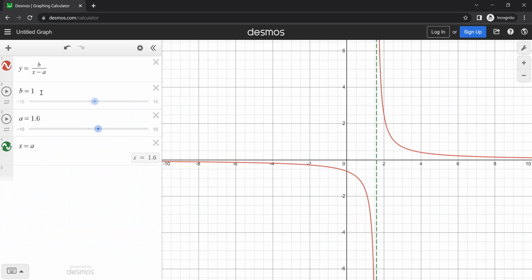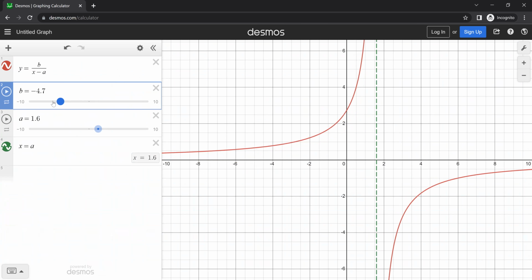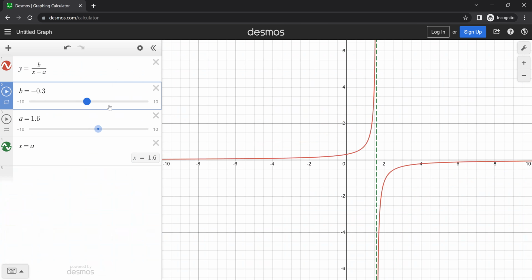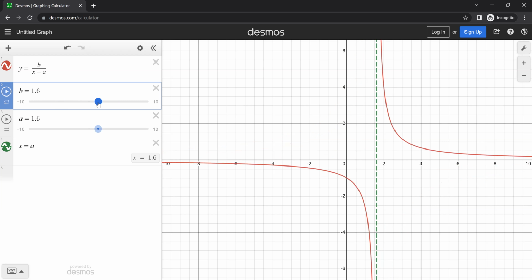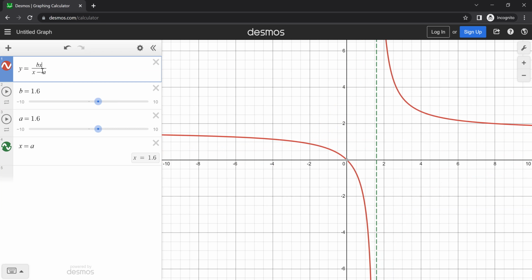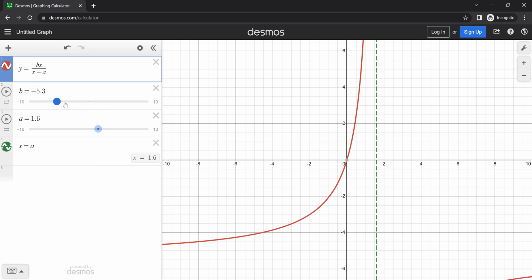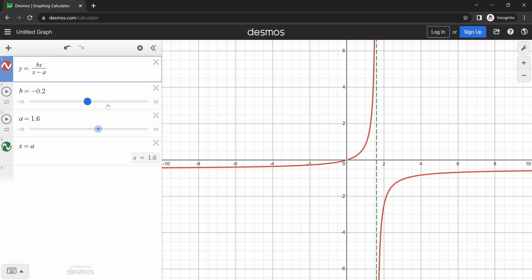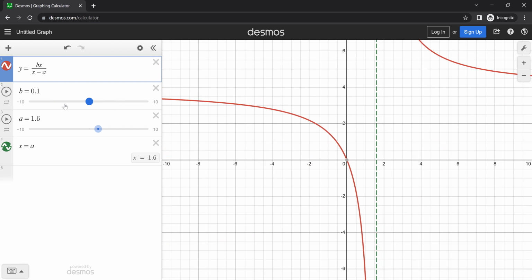I'm going to now make b also really anything we want here. Let's see if I can get a slider. So if I change the value of b, notice that it has no effect on that vertical asymptote. I can do whatever I want. It just moves around. Well, what if I add an x in the numerator? Does it change the vertical asymptote? Does that green line ever change? No. It does not.